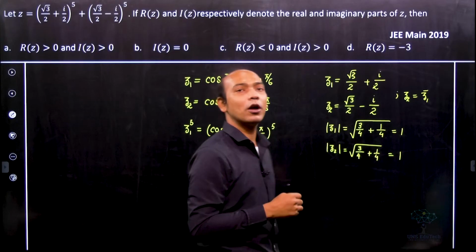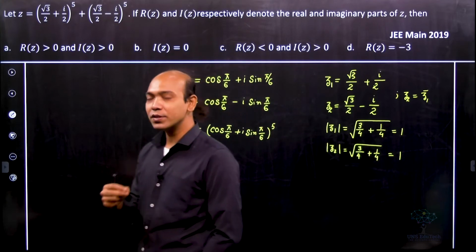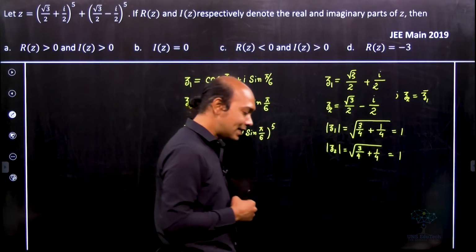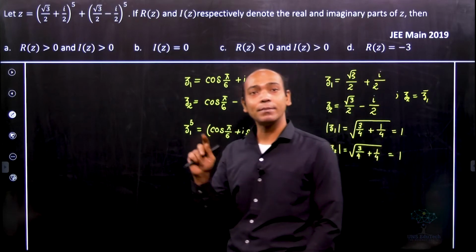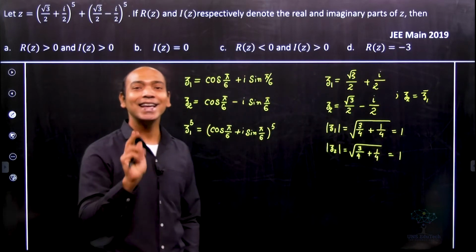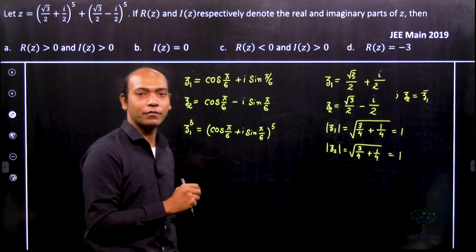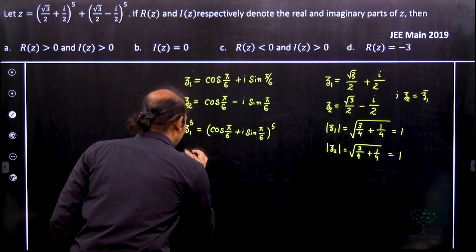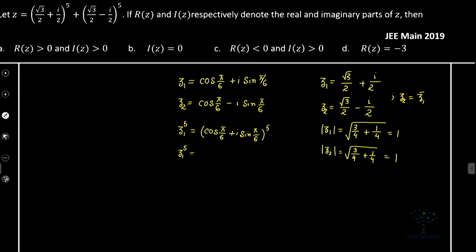Now, what is de Moivre's theorem? De Moivre's theorem states that cos theta plus i sin theta whole to the power n is cos n theta plus i sin n theta. But here we have to remember that n must be an integer. If not an integer, it's a different formula. So z1 to the power 5 is cos 5 pi by 6 plus i sin 5 pi by 6. And similarly, with the same de Moivre's theorem, z2 to the power 5 is cos 5 pi by 6 minus i sin 5 pi by 6.